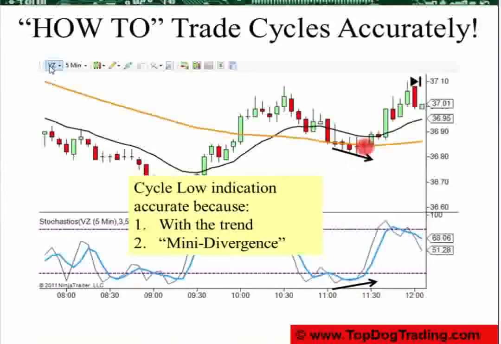Now, where would we get in? Let's get super specific here. Once we get that mini divergence and percent K is angling up, I'm going to put a buy stop in above the high of that little inside bar. I'm going to make the market break the high of that little inside bar. As soon as it does, bam, I'm in. Literally just 1 penny above that high is all I need.